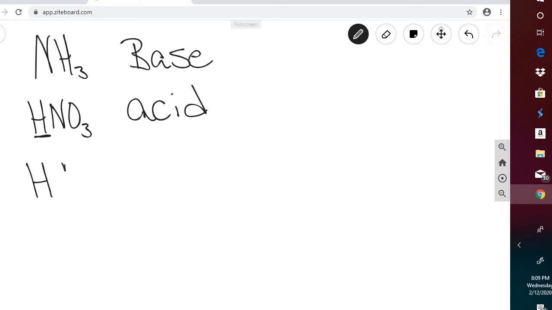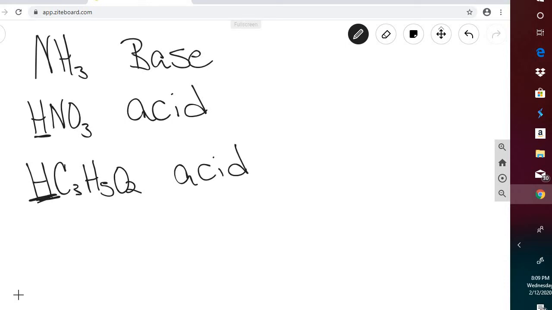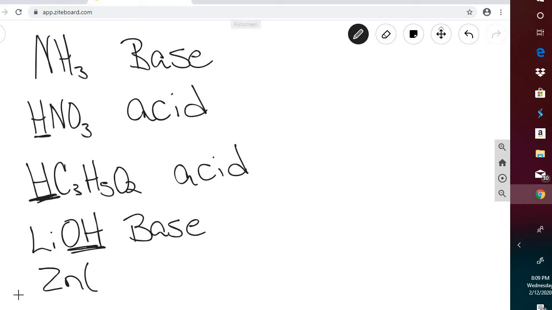This. Okay, that also is an acid, and in this case we pull the hydrogen that can be donated out to the front. So even though it has 6 hydrogens, only 1 of those hydrogen ions gets donated. Okay, lithium hydroxide, so this OH tells us that's a base. And then next is zinc hydroxide. And again, the hydroxide tells you that's a base.